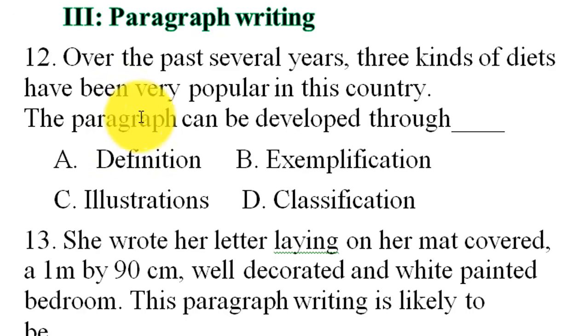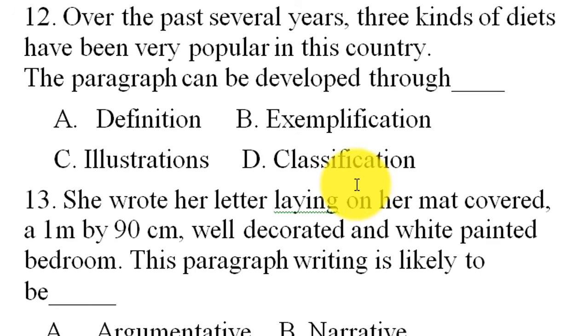Over the past several years, 3 kinds of diets have been very popular in this country. This paragraph can be developed through what kind of paragraph is this? Over the past 3 years, 3 kinds of diets have been very popular in the country. Definition, illustration, exemplification, and classification. Without doubt, classification. 3 kinds of diets have been very popular in this country: diet is classification, sorting out, categorizing, arranging. So seeing this, we put classification.